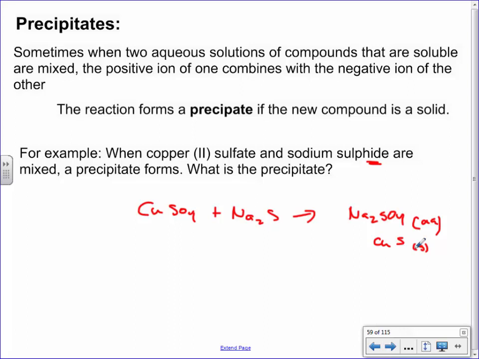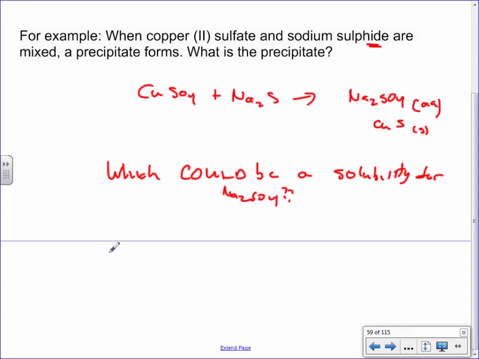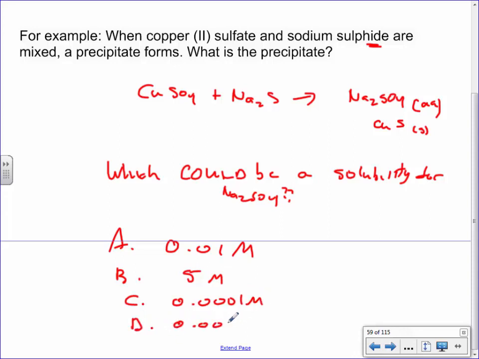If I were to ask you, here's a possible question here. Which of the following could be a solubility for Na2SO4? A, 0.01 molarity. B, 5 molarity. C, 0.0001 molarity. D, 0.001 molarity. Which one could be a solubility for Na2SO4?